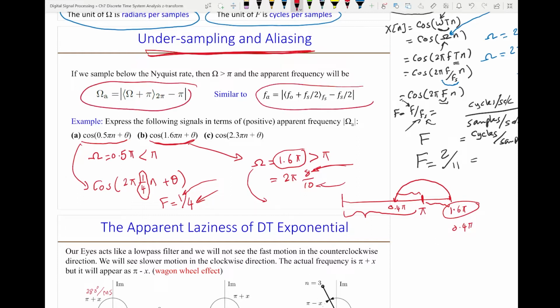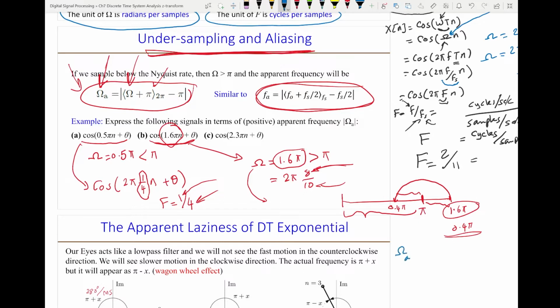This is when we did the sampling theorem. How do we find the analog apparent frequency? It's similar here. This is the apparent frequency. This is the frequency you are trying to figure out, like in this case 1.6 pi. And this is the modulo operation. And let's see how to use this equation to come up with the same answer here.